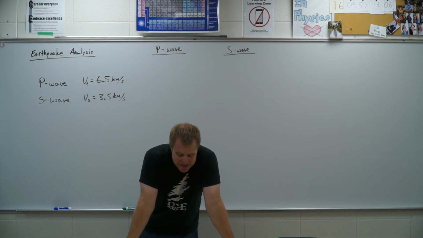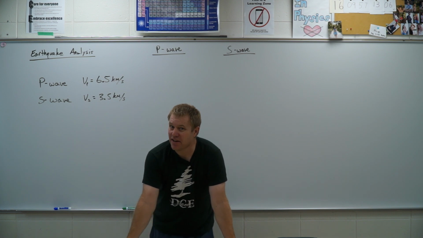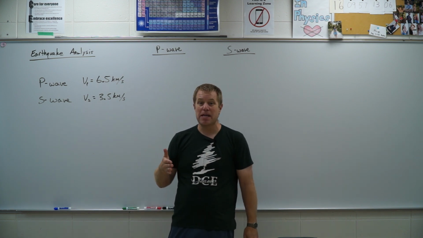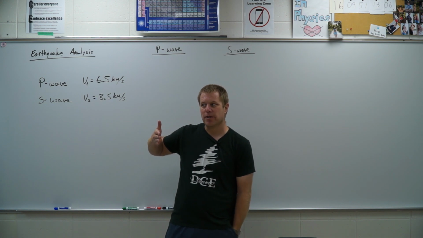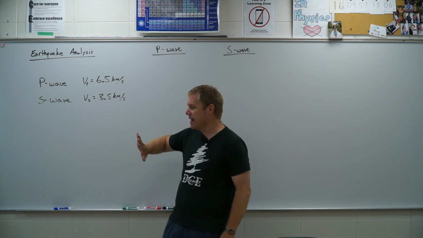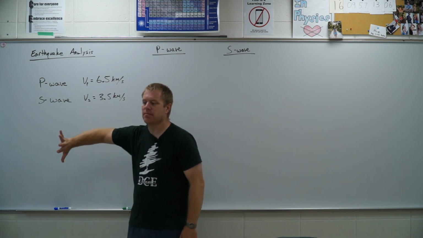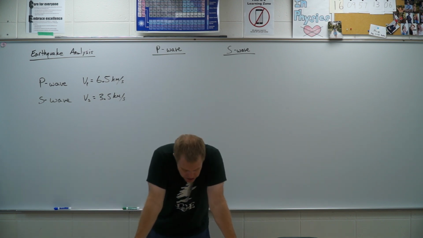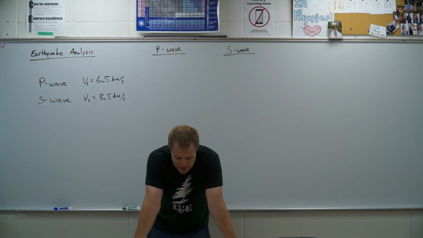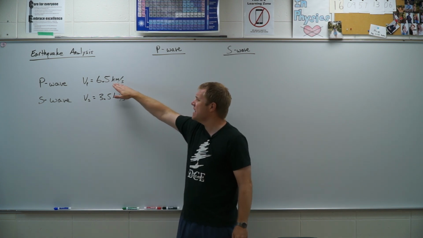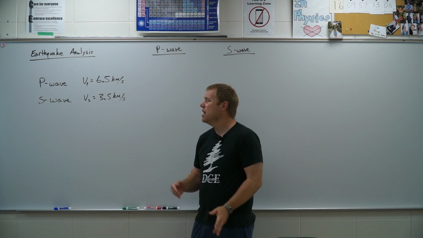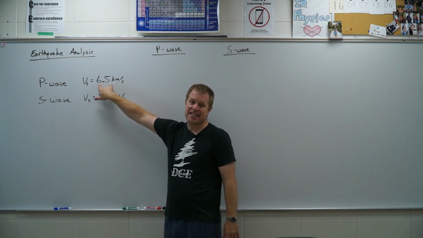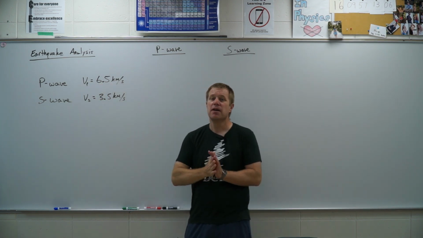The S wave, or the secondary wave, or shear wave, secondary meaning it gets there second, shear meaning it moves up and down, is a transverse wave, meaning that it moves the ground up and down as it moves. These two waves in the Earth's crust, the P wave travels at about 6.5 kilometers per second. Now we can keep it in kilometers per second as long as we remember that our positions are going to come out in kilometers. If you feel more comfortable changing this to 6,500 meters per second, by all means do so.